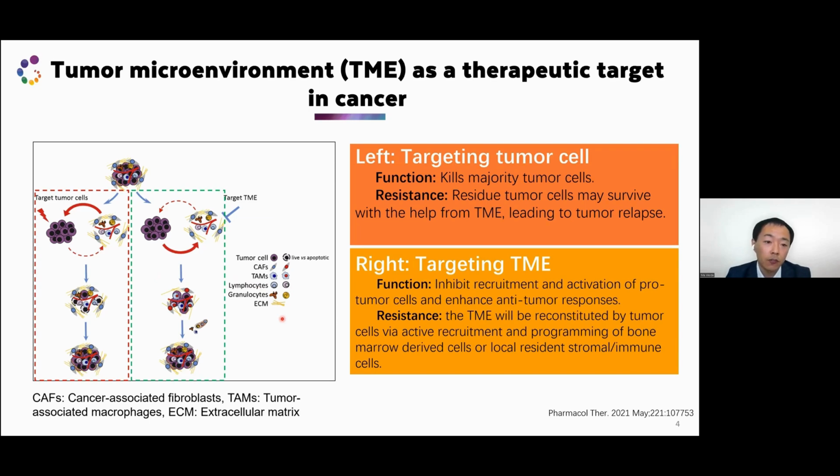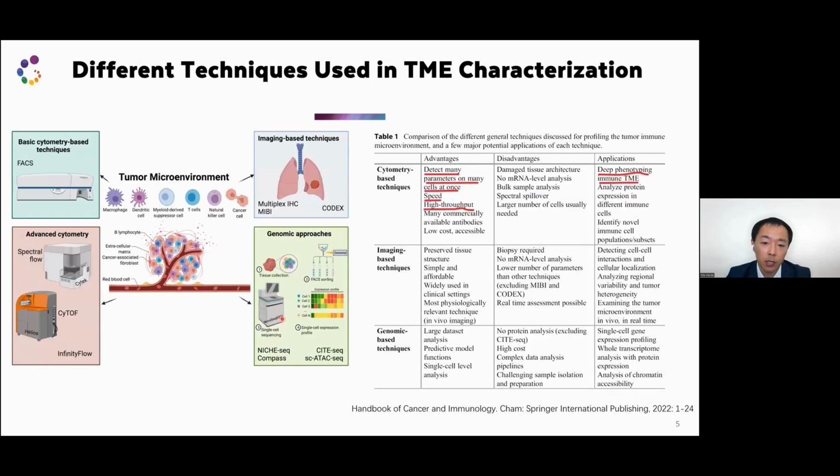A lot of different techniques have been used in TME characterization, like flow-based techniques, imaging-based techniques and omics techniques, including single-cell sequencing and proteomics. With flow cytometry-based techniques, we can analyze thousands of cells per second, and now using spectral cytometry, one can detect as many as 50 parameters at once. It is very helpful for deep immunophenotyping.